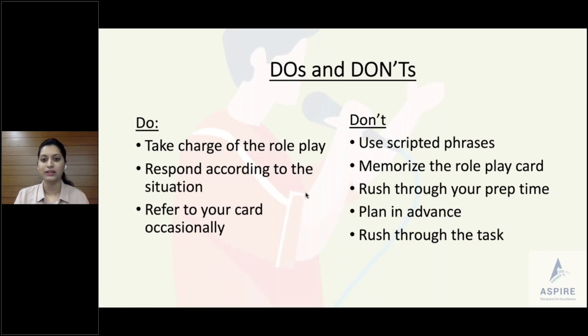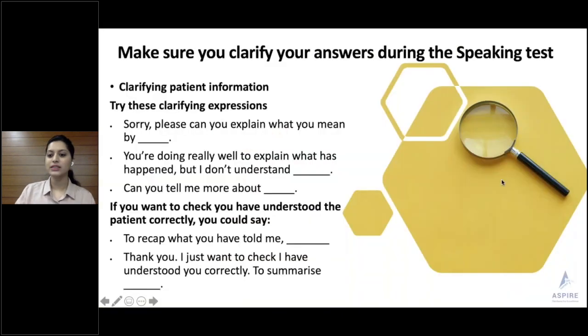I've noticed a few other candidates who think, what if I'm not able to finish all the questions or the task that is given on the role play card? It is okay. You do not have any negative marking for this. Even if you're not able to finish, say at the end of the 5th minute, the interlocutor will tell you that your role play has come to an end, and you don't have to worry even if you haven't been able to cover a few questions.